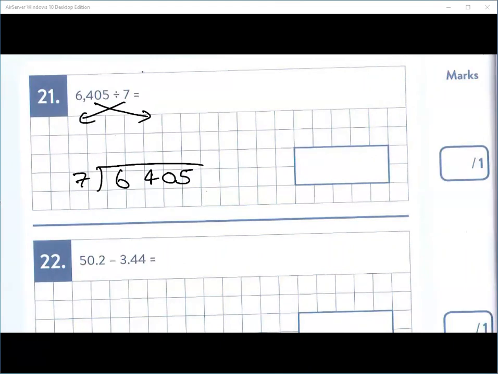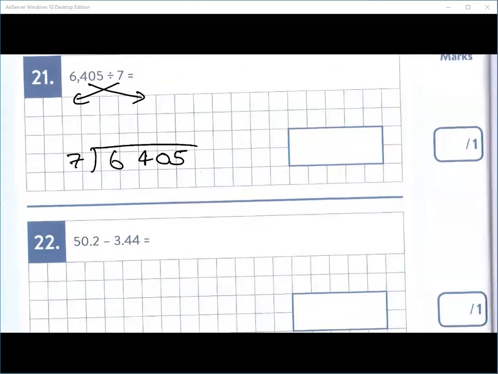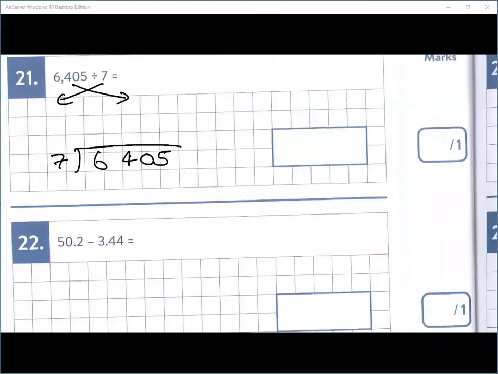Okay, is Ariana there? Yeah. Okay, Ariana, come in with me on this question, please. Thank you for that, Minal. So you need to see how many 7's going to 6, which is 0.